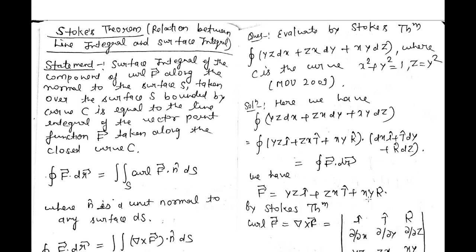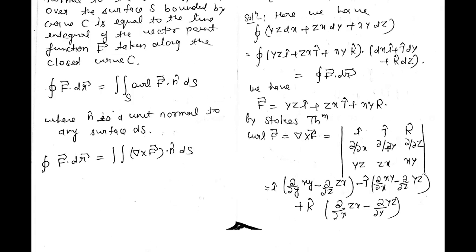Next step, calculate curl of f vector, or del cross f. So curl of f vector means i j k, del upon del x, del upon del y, del upon del z, and the coefficient of i is yz, coefficient of j is zx, coefficient of k is xy. Now, how will we calculate the determinant of a 3 by 3 order matrix? It's simple: for this i, this column and this row will be deleted.